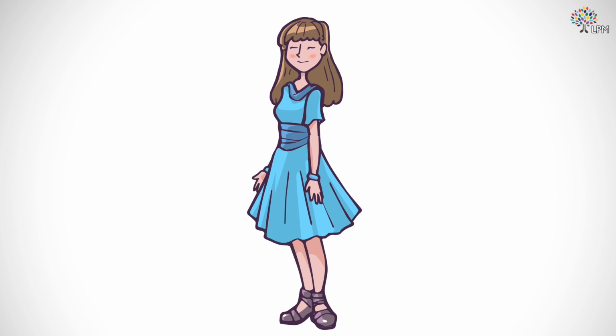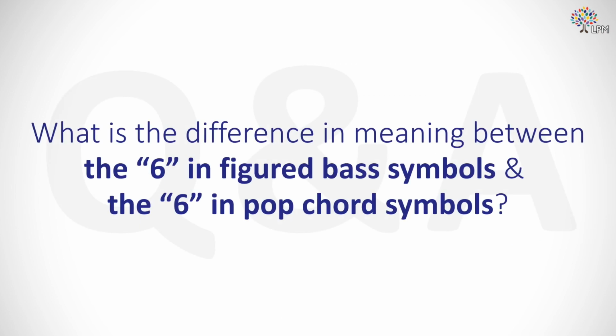I've repeatedly come across a few common questions related to learning music theory, so I wanted to make a quick video addressing some of these. In this video, I'll cover the question, what is the difference in meaning between the 6 in figured bass symbols and the 6 in pop chord symbols? I'll start by defining these two things and then I'll compare and contrast them.